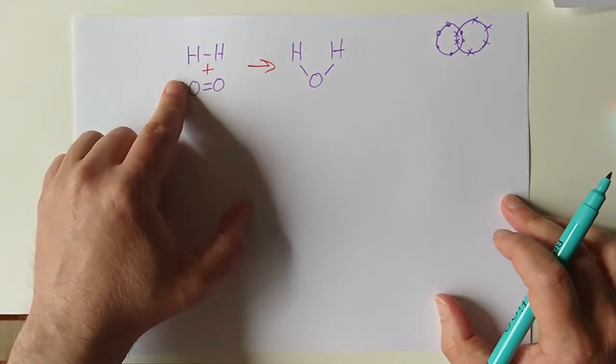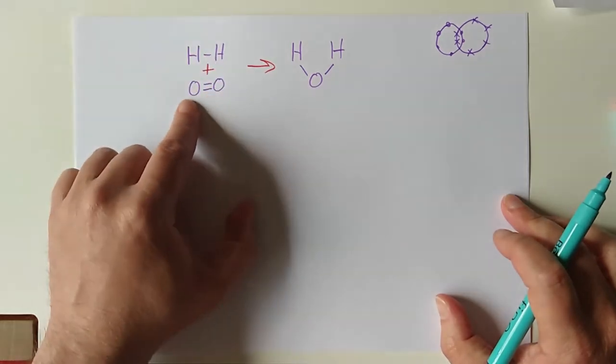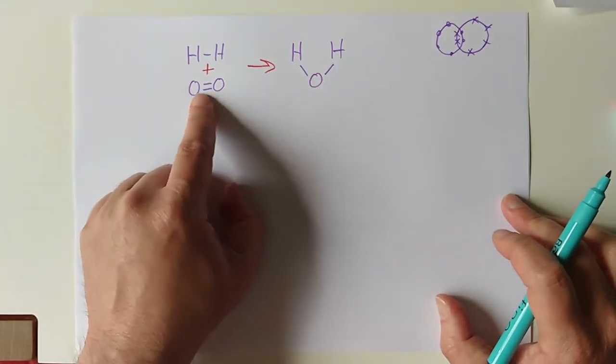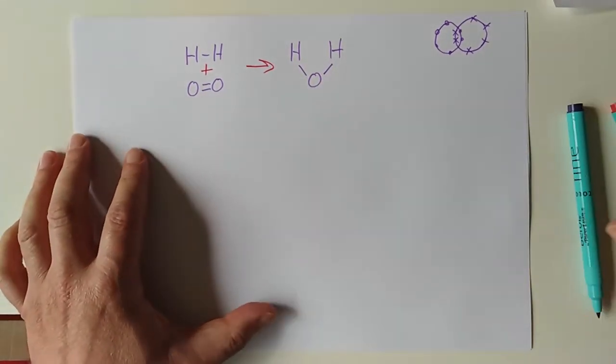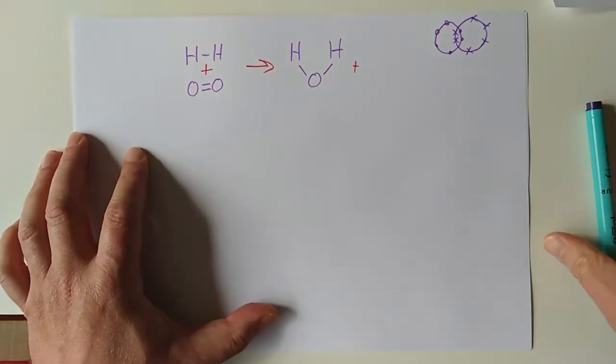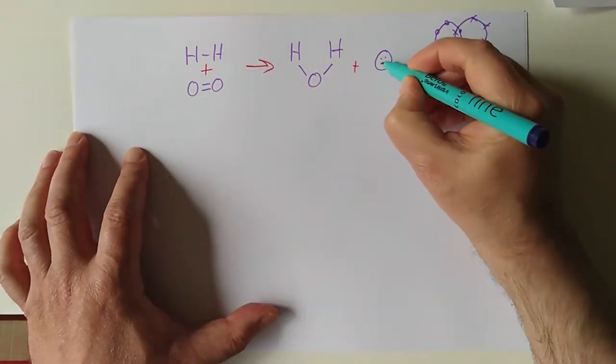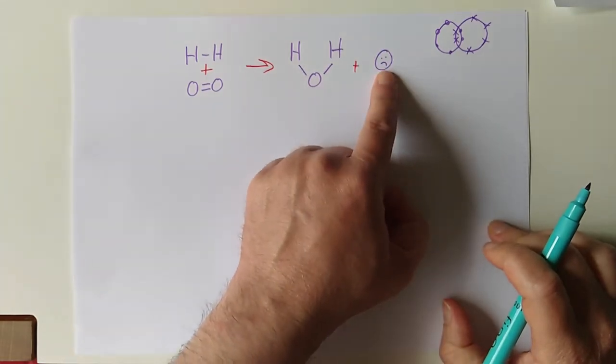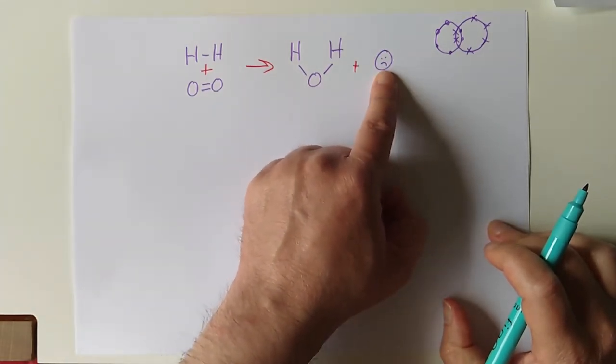There's a problem though. Because if you add this all up, you find we started with 2 hydrogens. Yeah, great, they're used up. We had 2 oxygen atoms. You can't have a leftover oxygen atom sitting all by itself. This will have only 6 electrons in its outer layer. It will not be stable. It will not be happy.